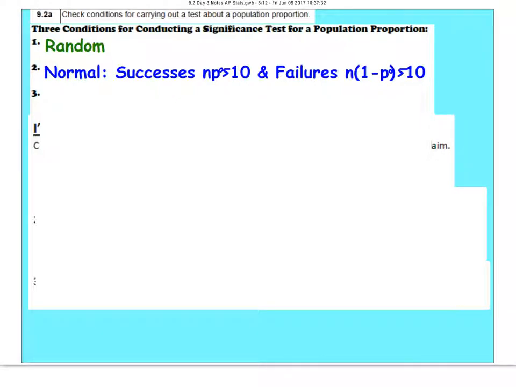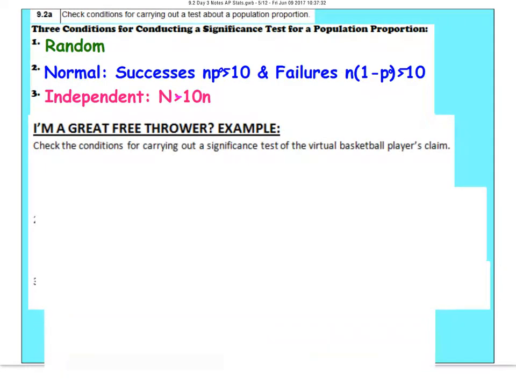Take your sample size times p naught, not p hat. It must be greater than or equal to 10. For failures, you take your sample size times 1 minus p naught, which is your proportion from the null hypothesis, and that has to be greater than or equal to 10. And the last one, we have to check for independence, ensuring that the population is greater than or equal to 10 times the sample size.